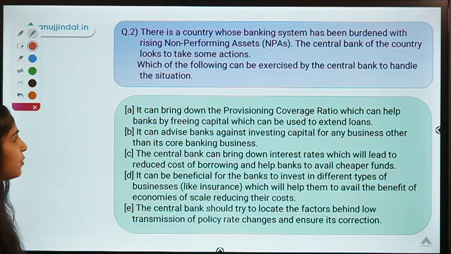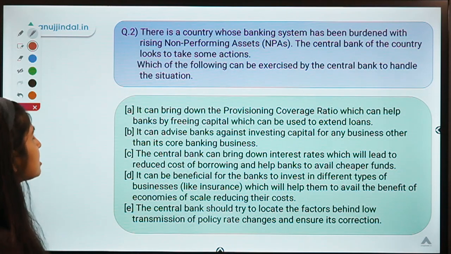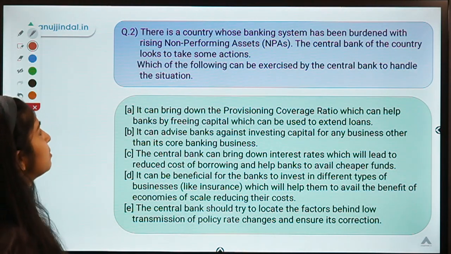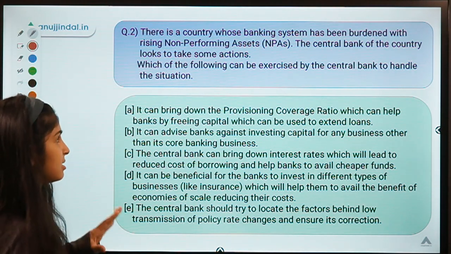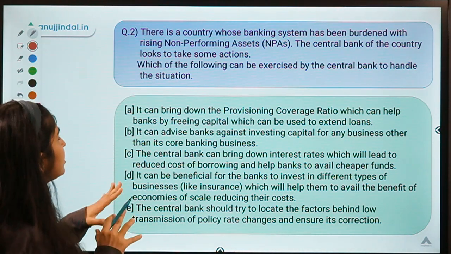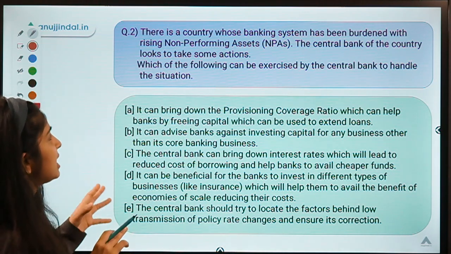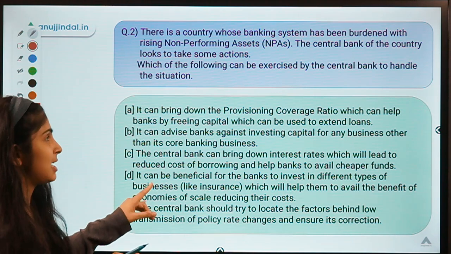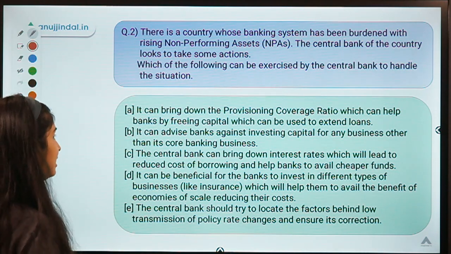Moving ahead to the next question for today. Here is the second question, which says there is a country whose banking system has been burdened with non-performing assets, right? Okay, the central bank of this country looks to take some actions regarding this. Which of the following can be exercised by the central bank to handle the situation?